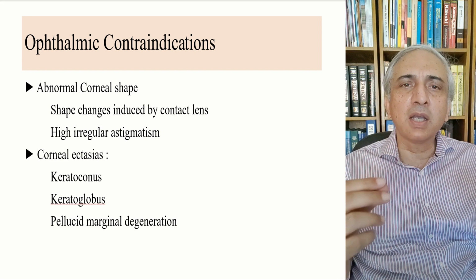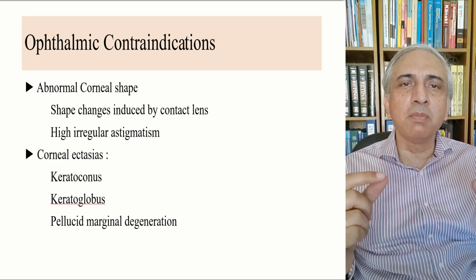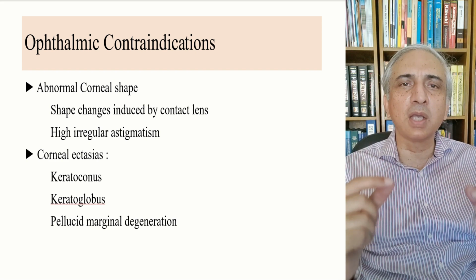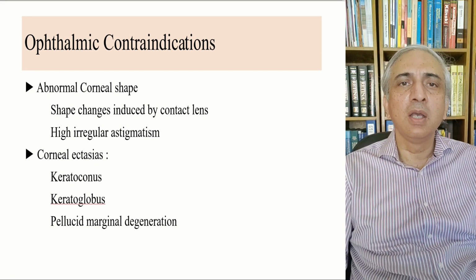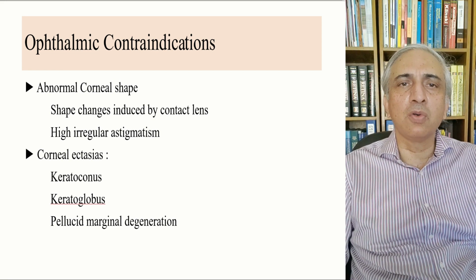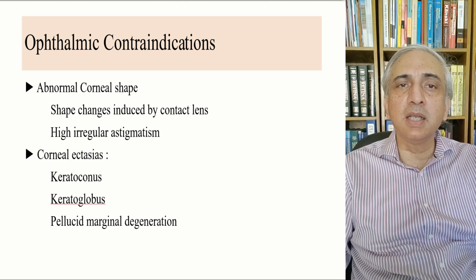We need to recognize that corneal topography, number one aim is to exclude keratoconus. Keratoconus can be asymptomatic in the stage which is called forme fruste keratoconus. So that can be easily identified by doing corneal topography.